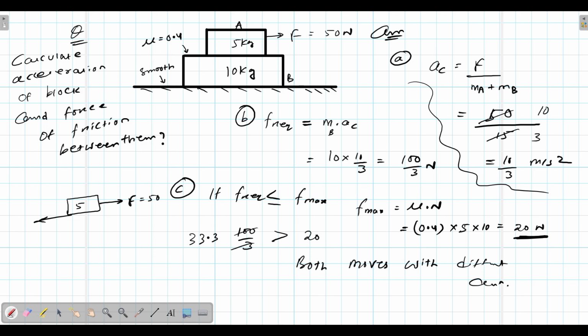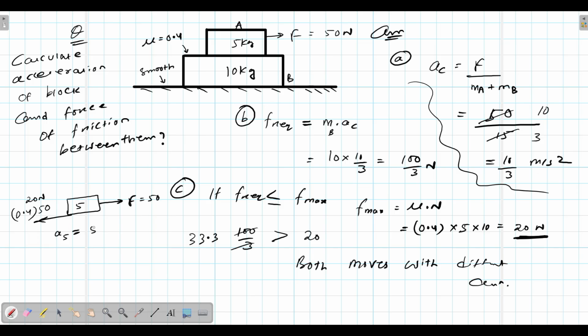So acceleration of 5 kg equals to how much? Acceleration of 5 kg equals to 50 minus 20 divided by 5. So that is 30 divided by 5. So that is 6 meter per second square. That is the acceleration for 5 kg.